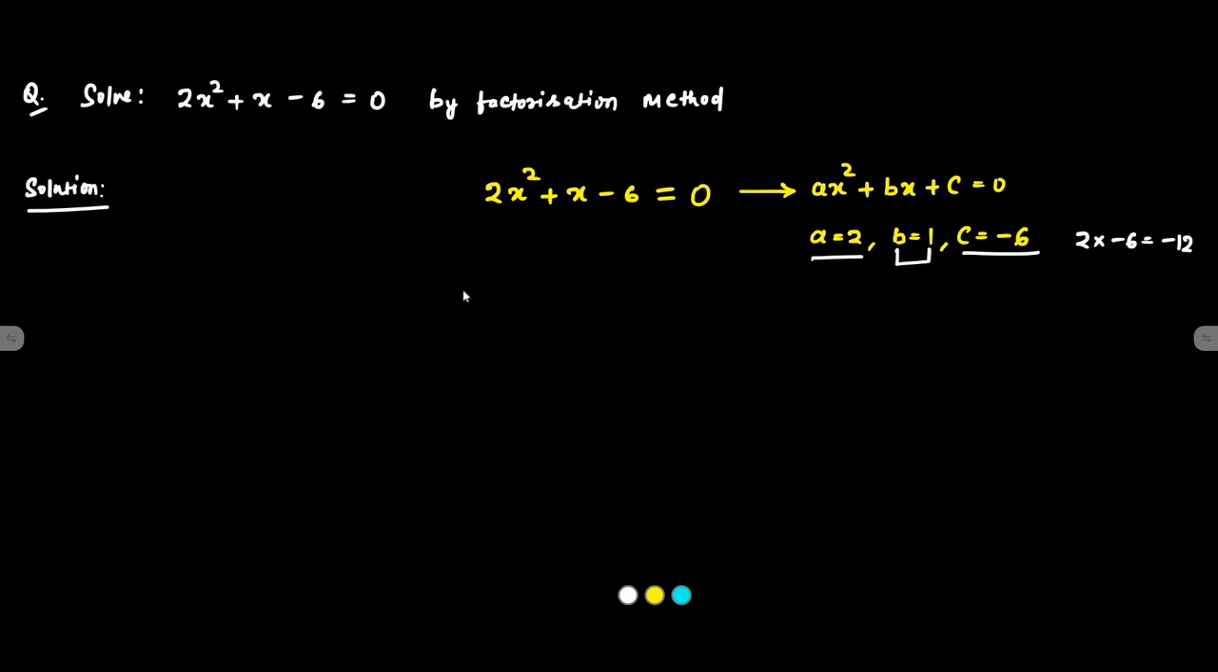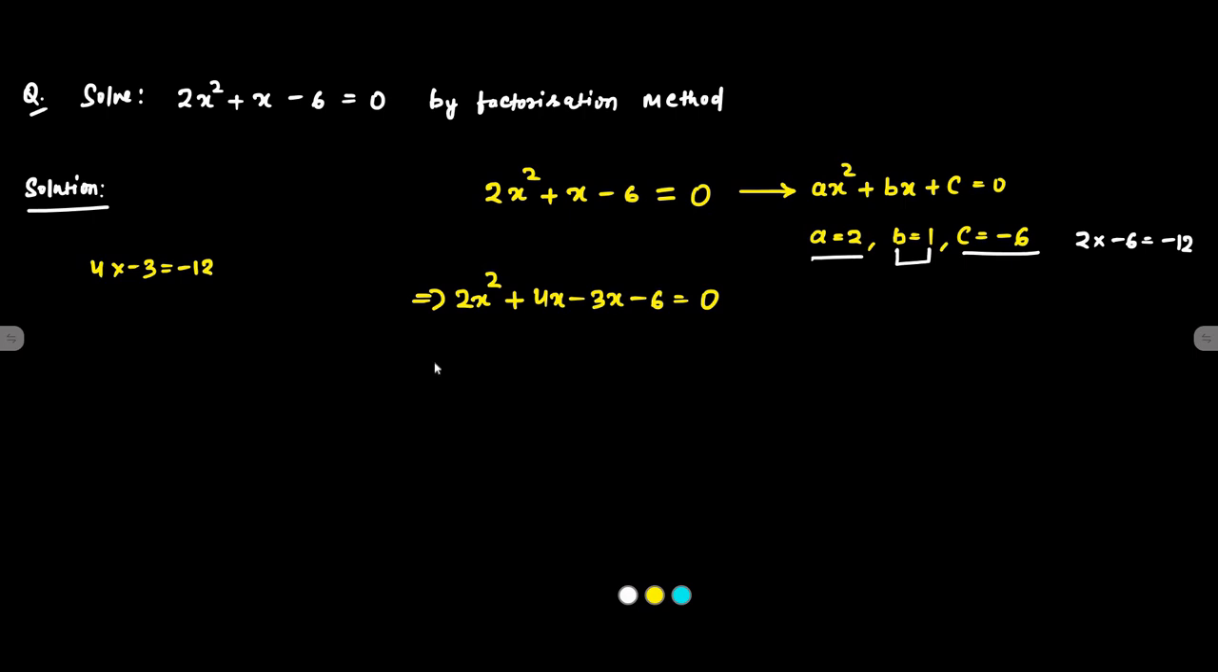So it is very simple, very straightforward. What we'll do: 2x² + 4x − 3x − 6 = 0. See, 4 into −3 is also equal to −12, which is equal to the product of the two extreme terms, 2 into −6. So the two split terms are 4x and −3x, which together make x.